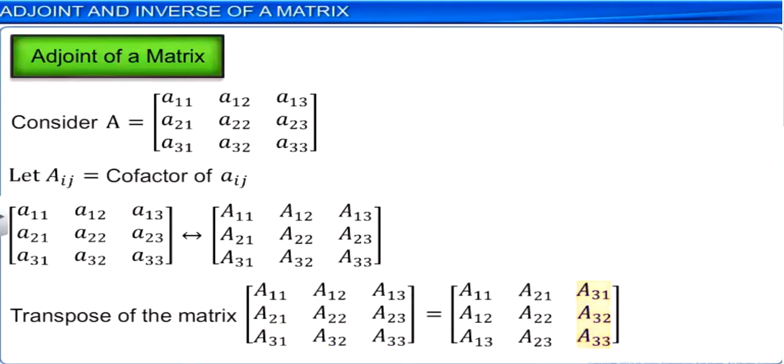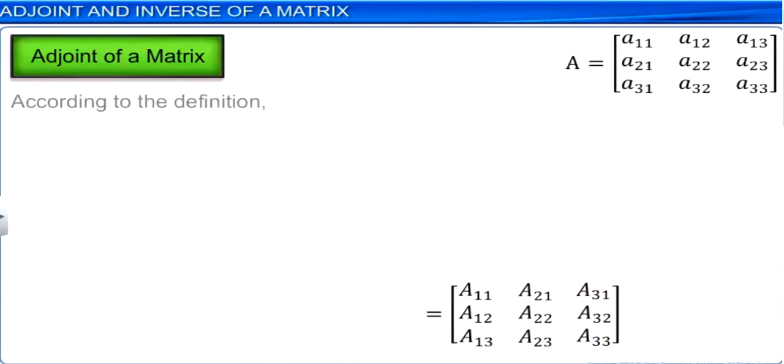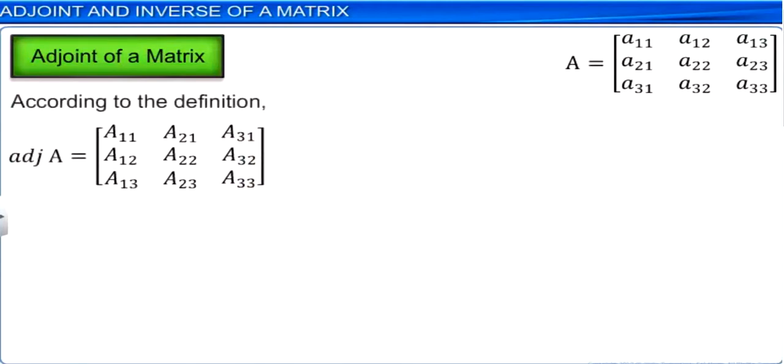Hence, the transpose of the matrix obtained by replacing the elements of a square matrix A by the corresponding cofactors is called the adjoint of matrix A. It is denoted as shown.